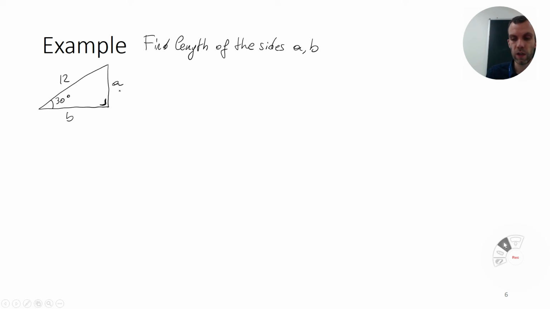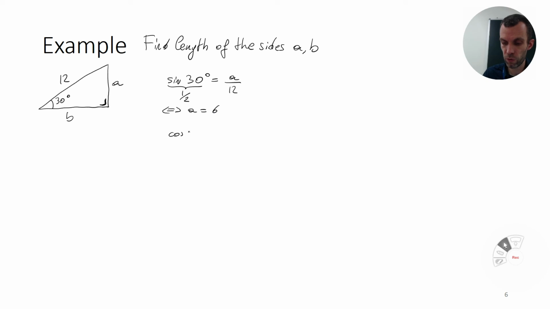So here I have to say something about the opposite side, and I know the hypotenuse, so the sine is going to be a good start. I know sine 30 is equal to A divided by 12. Sine of 30, that is 1 over 2. And as a result, I find that A is equal to 6.